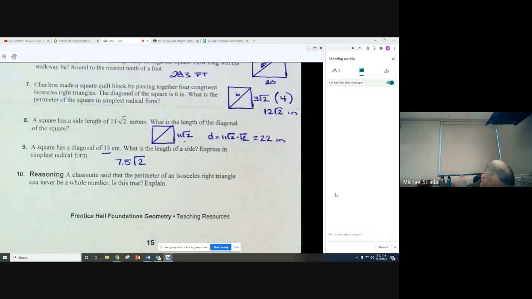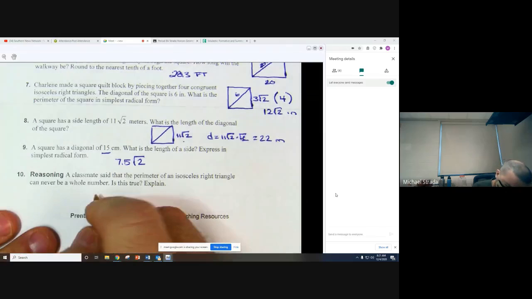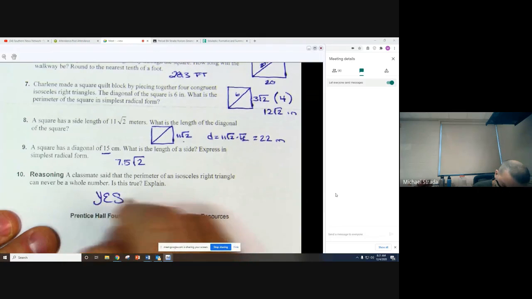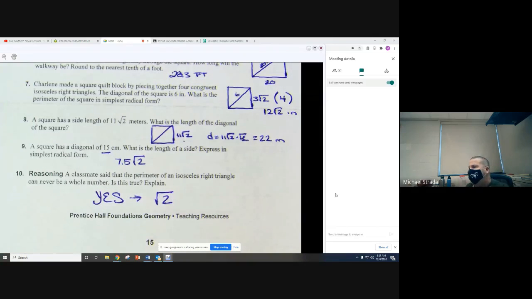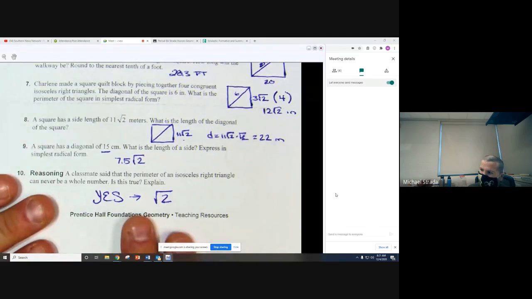A classmate said that the perimeter of an isosceles right triangle can never be a whole number. Is this true? Explain. Yes, it is, because one side at some point would have to have a root, no matter what, if the other ones were integers. All right, so that covers isosceles right.